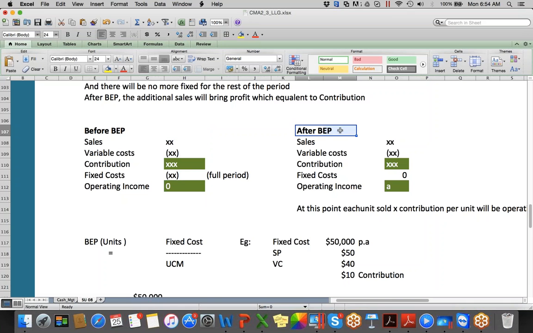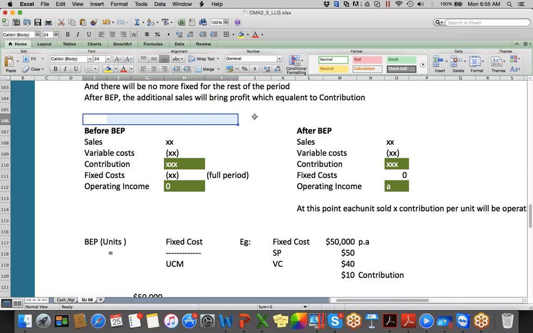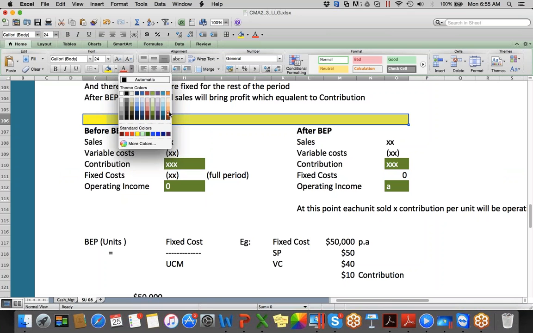But after break even point, sales minus variable cost will give you contribution, and see, fixed cost is zero. Why? The fixed cost is already recovered here from these units. Say total units are 30,000 units here. Okay, 30,000 units.